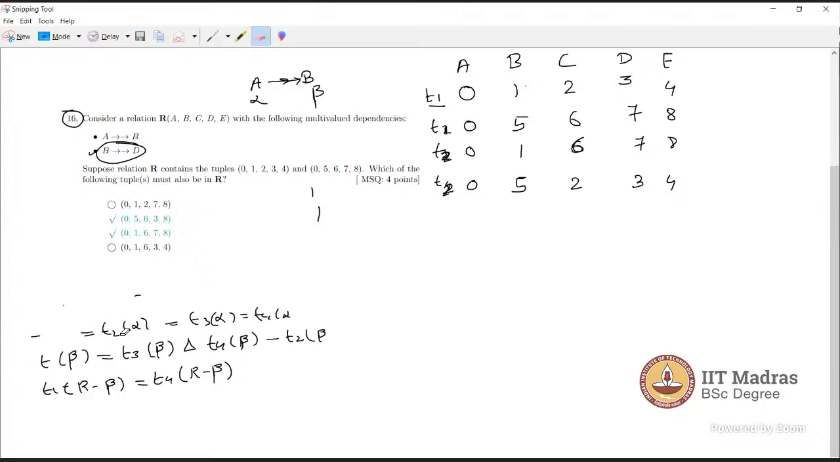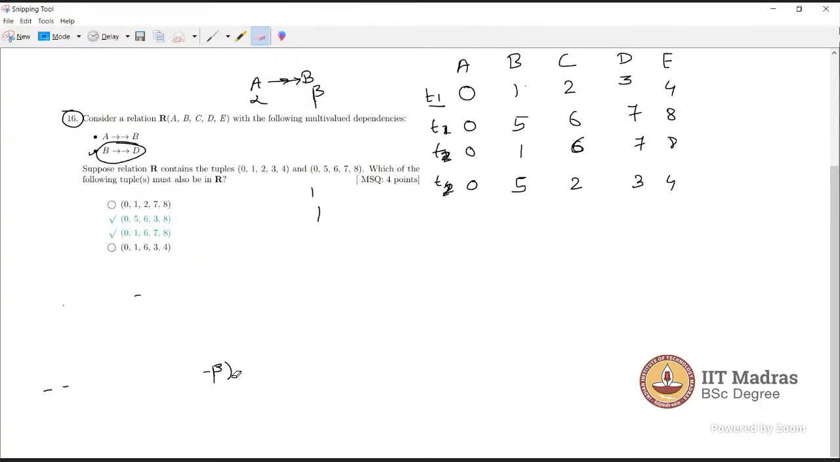Sir, we cannot consider... you are telling that you are considering T3 and T4 here as T1 and T2 for calculating B multi-determinant D, but we can also take T1 and T2 as the base and then also calculate, right? See, we are checking for B multi-determinant D, right? So we can apply those four conditions only if T1 alpha equals T2 alpha, right? For alpha, there must be two tuples. So here there are two possibilities.